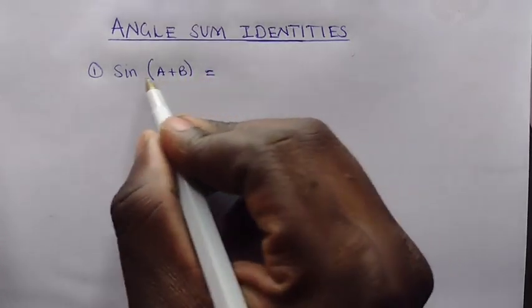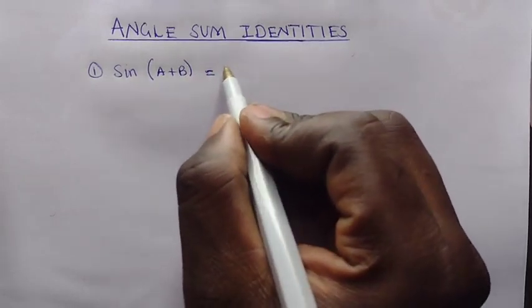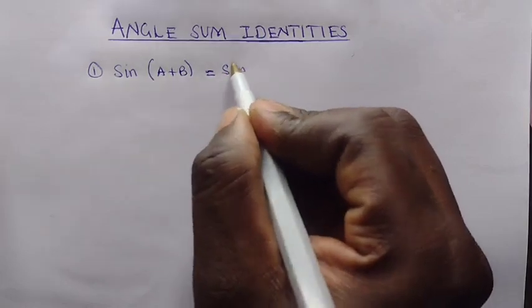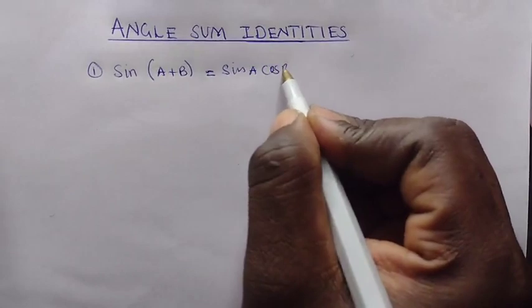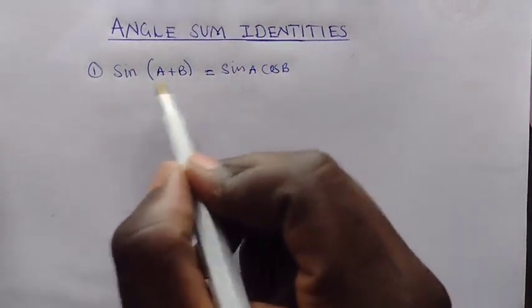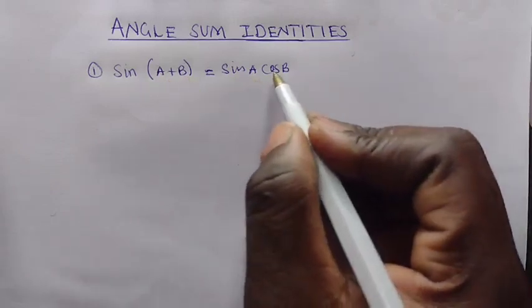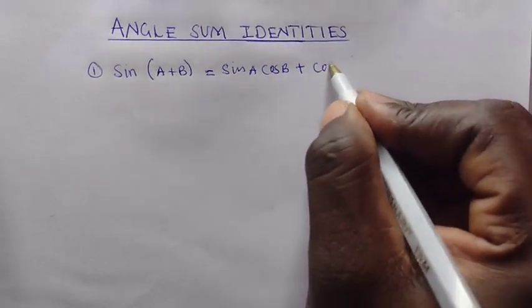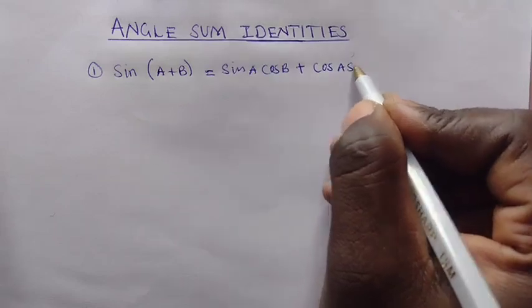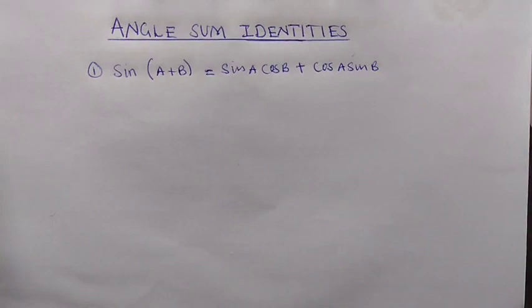Whenever you have sine A plus B, this will give us an identity which will be sine A, then cos B. The way we expand this one, we say sine A cos B, plus the second one will be cos A sine B. So this is the first identity for the sum identities of angles.